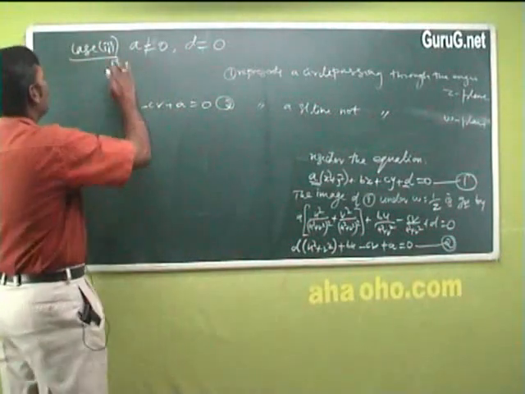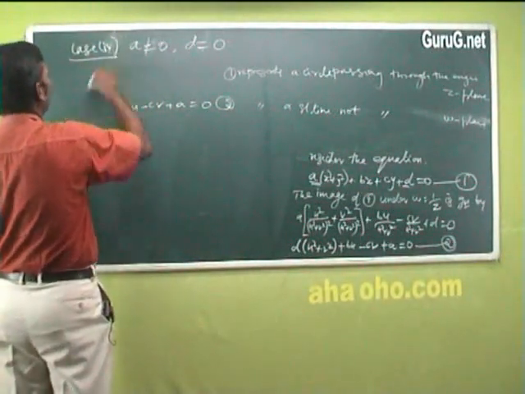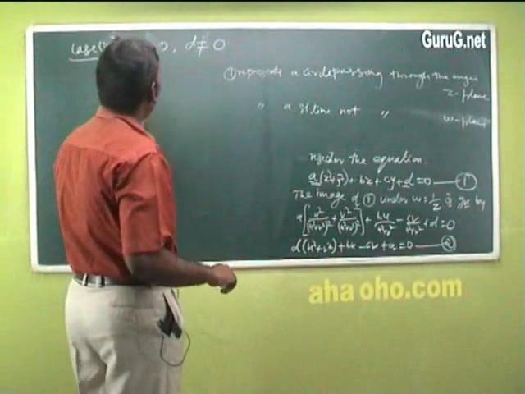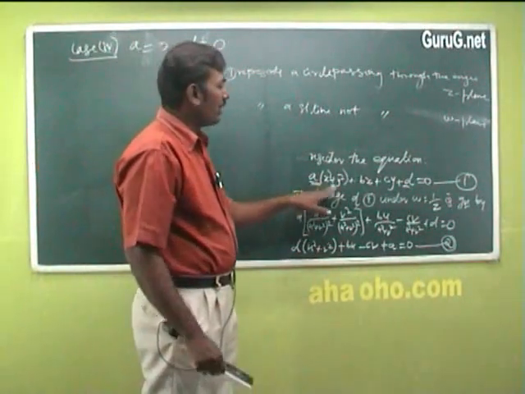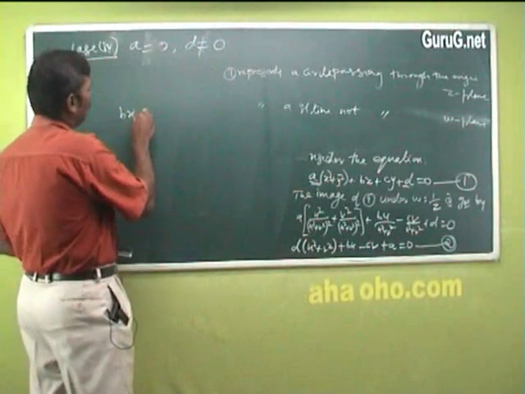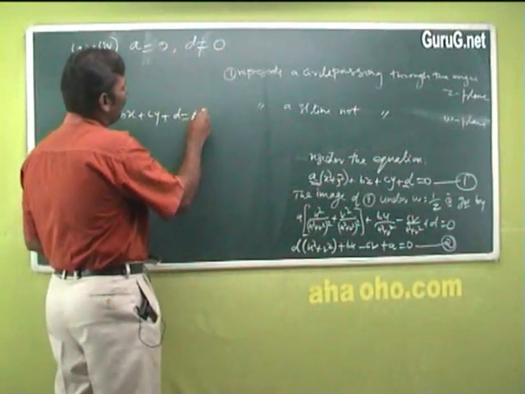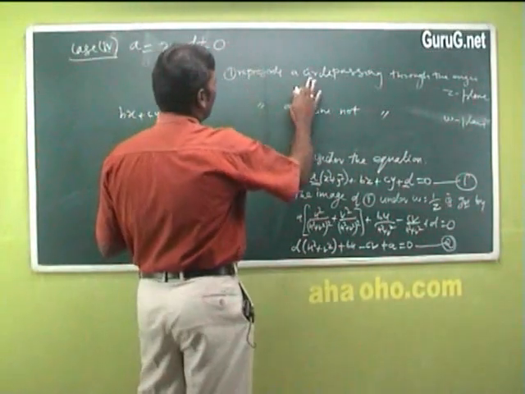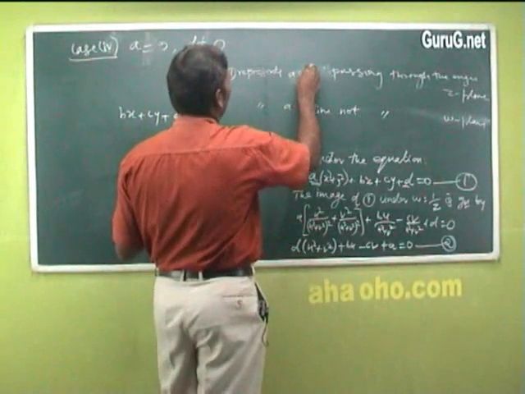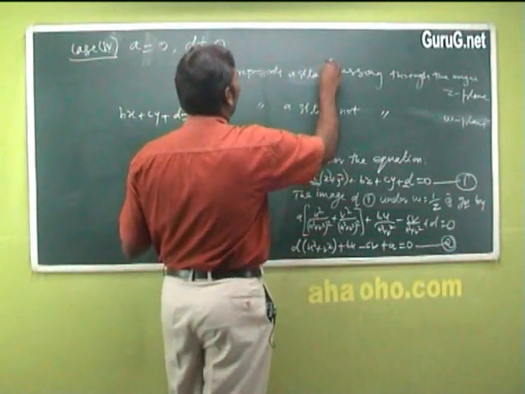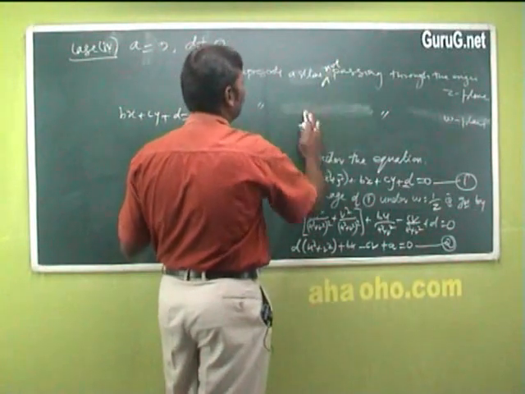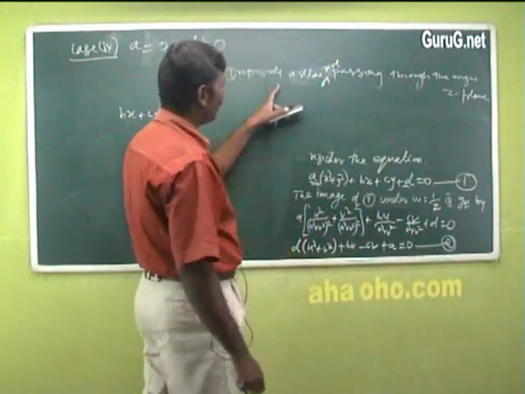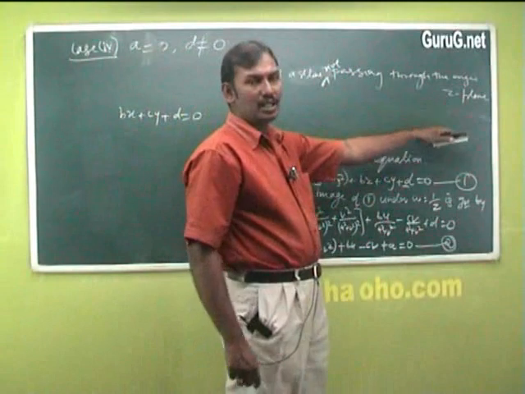Now case 4: A equal to 0 and D not equal to 0. With A equal to 0, what will it become? You may get Bx plus Cy plus D equal to 0, which is nothing but a straight line not passing through the origin. So equation 1 represents a straight line not passing through the origin in the z plane.